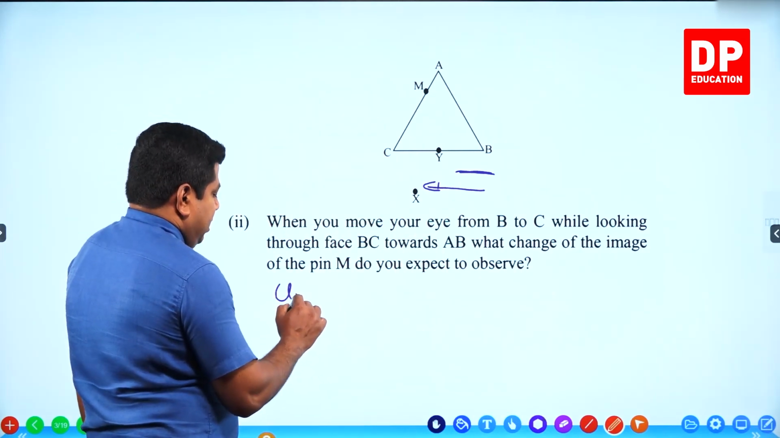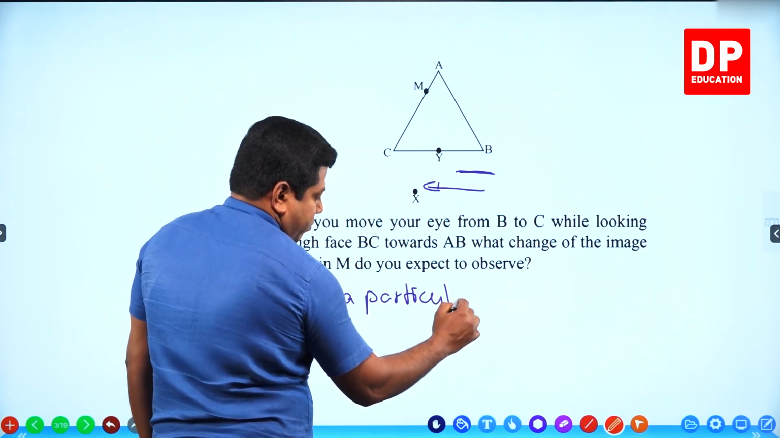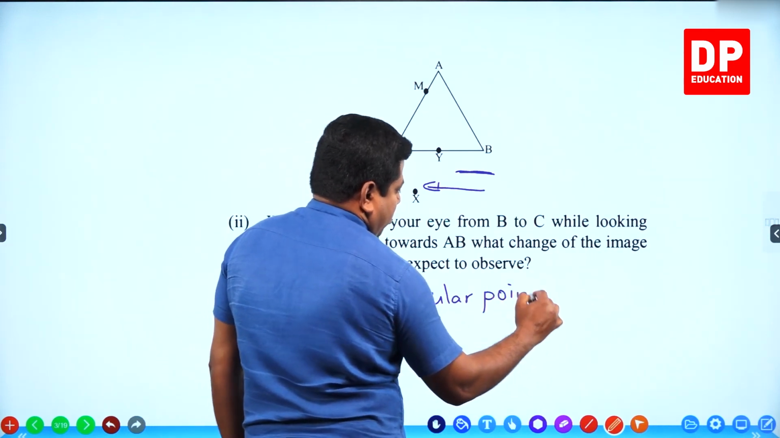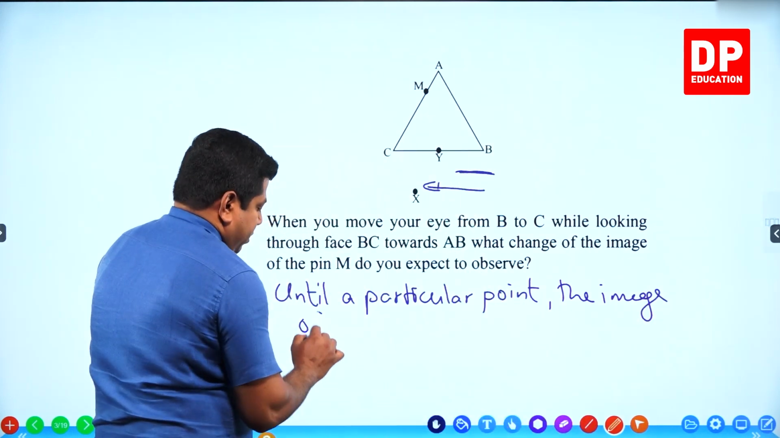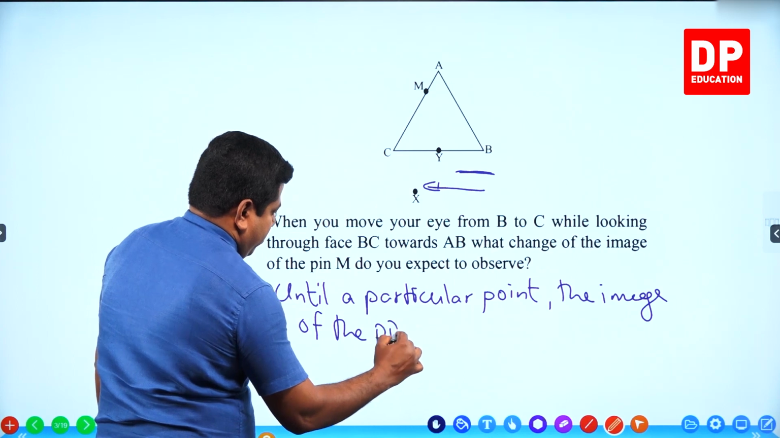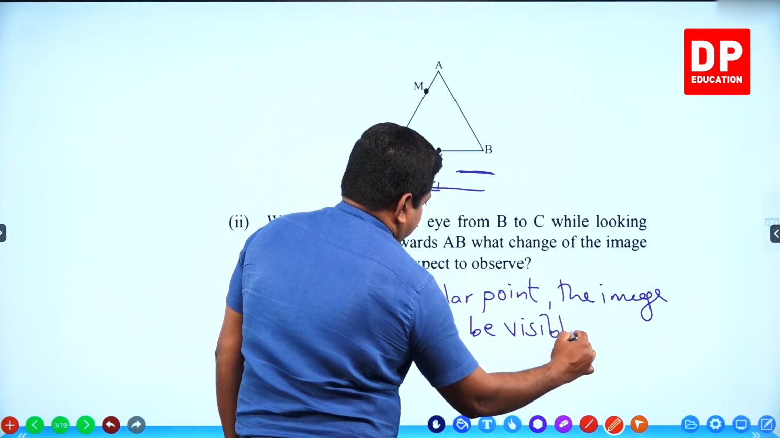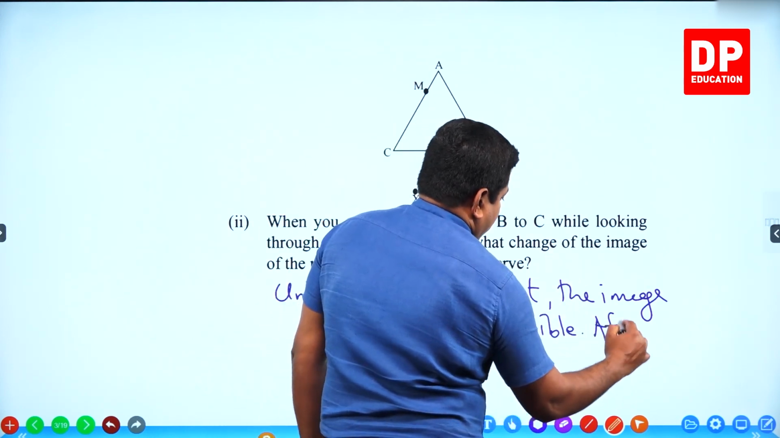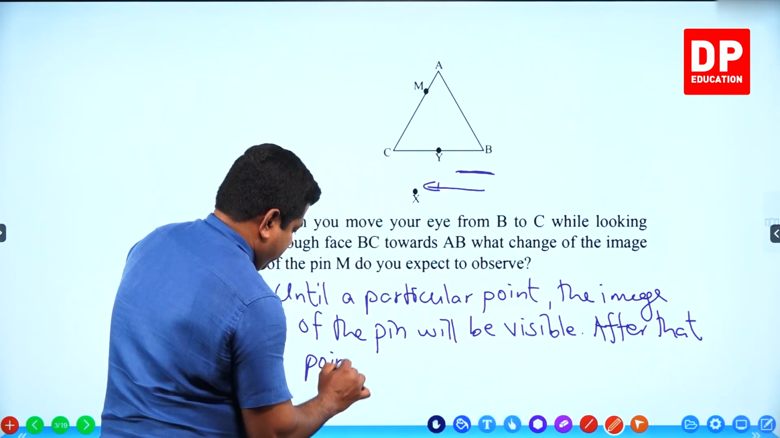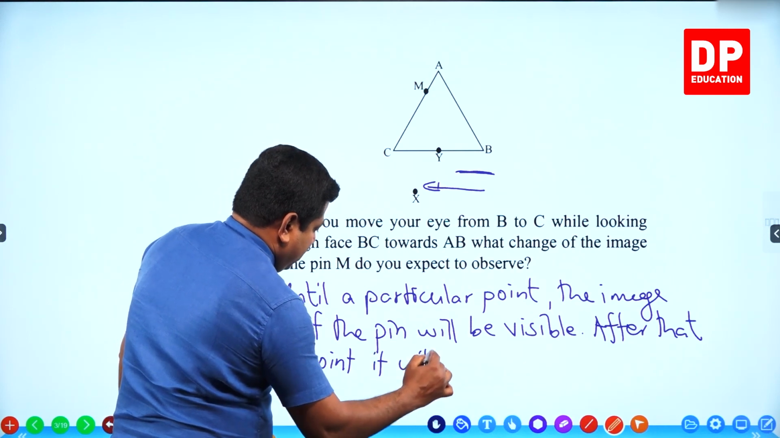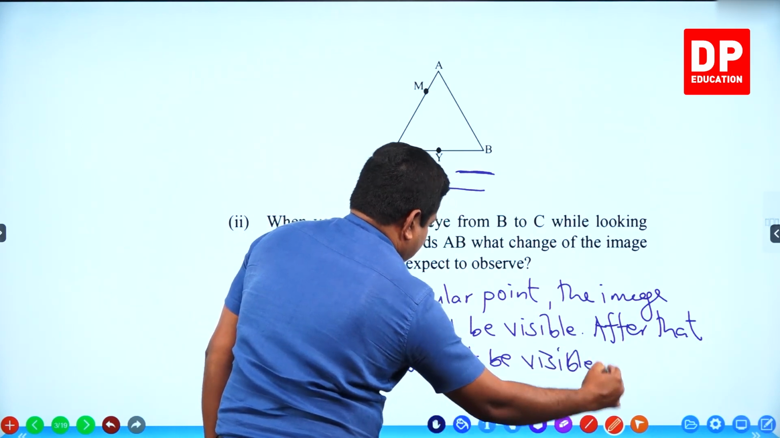So the answer: until a particular point, the image of the pin will be visible. After that point, it will not be visible. That's all. Very simple.